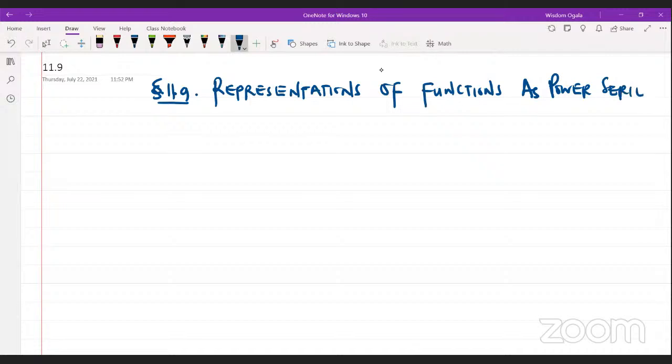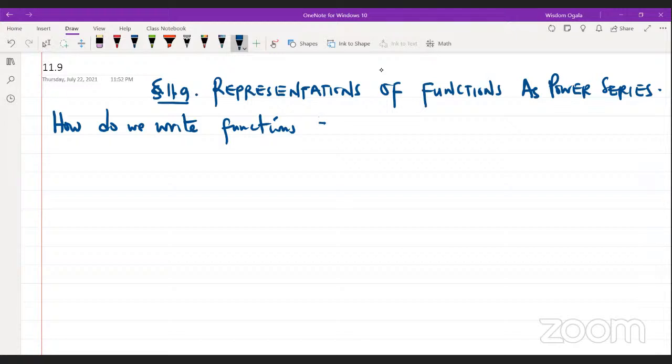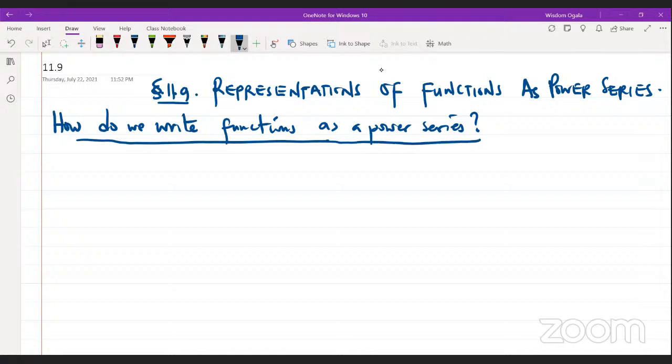So this is really a nice application of calculus. It's one of the beauties of Calc 2, the ability to learn this method where you can write functions as power series. So the motivation, or the question we're trying to answer, is: how do we write functions as a power series? If I give you a function of x, can you write that function as a power series? We would be able to answer that question at the end of the day.